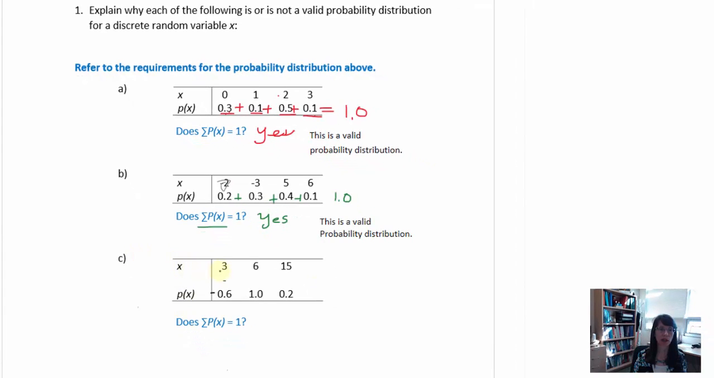In Table C, we have x values of 3, 6, and 15, and the probability of x is listed as -0.6, 1.0, and 0.2. You can see that the first probability is a negative probability, so we cannot consider this to be a valid probability distribution.